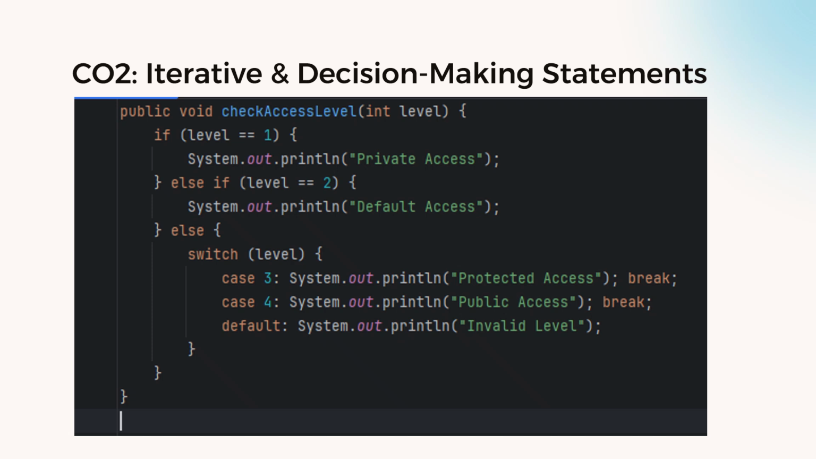The switch statement. If the level is neither 1 nor 2, the final else block is executed. Inside it, we can see a switch statement. There is another way to make a decision based on the value of level. Case 3. If the level is 3, it prints protected access. The break keyword is important. It stops the code from checking any further cases. Case 4. If the level is 4, it prints public access and then breaks. Default. If the level doesn't match any of the previous cases 1, 2, 3 or 4, the default case is triggered and the program prints invalid level. This is a great way to handle any unexpected input.